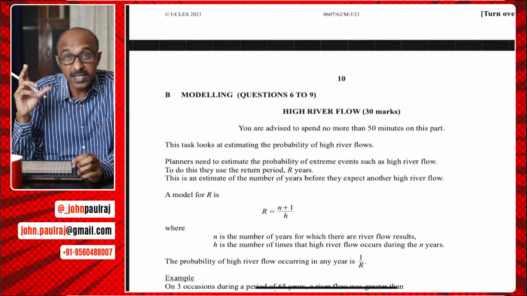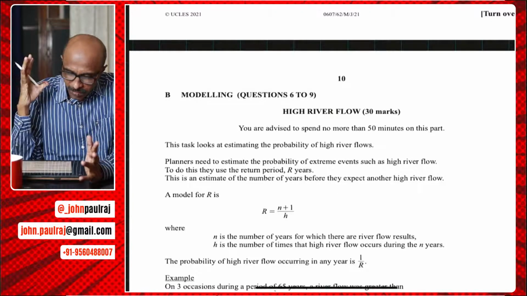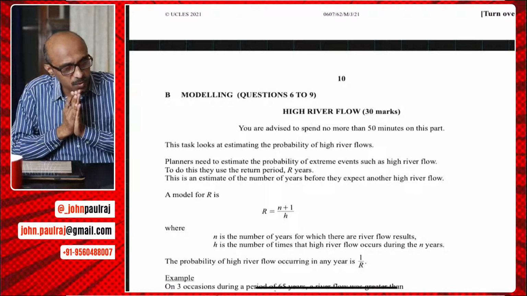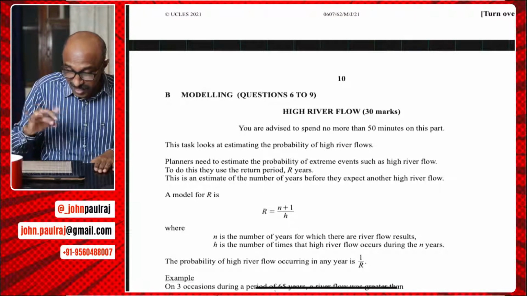This is another live stream, my second live stream, and today I'm going to solve the second part of the paper 6. Last week we solved the investigation part. This week I'm going to solve the modeling part. I don't even know whether anyone is watching, but whether or not anyone is there, I'm here to solve the paper. I just love modeling papers.